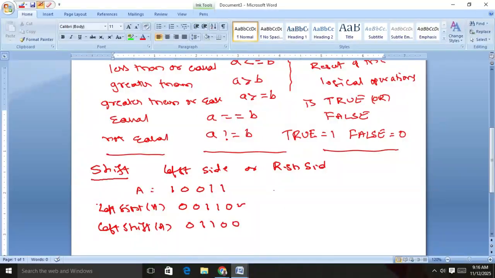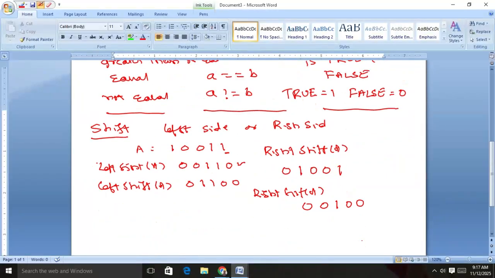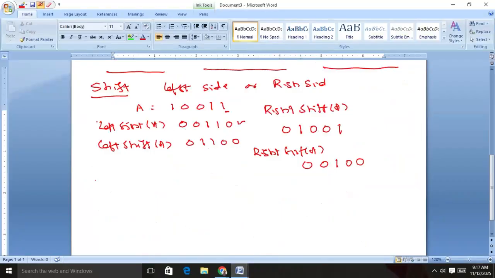In the same way, suppose right shift of A means this one goes outside, the 0 is inserted at the left end, that equals 0 1 0 0 1. Again, a right shift of A means 0 0 1 0 0. So the ALU is able to perform the left and right shifts also. Anyway, we can perform any kind of operation in a computer. All the operations are performed in the ALU.